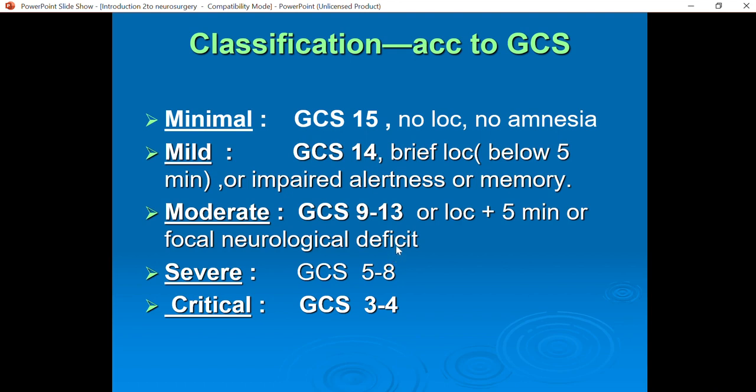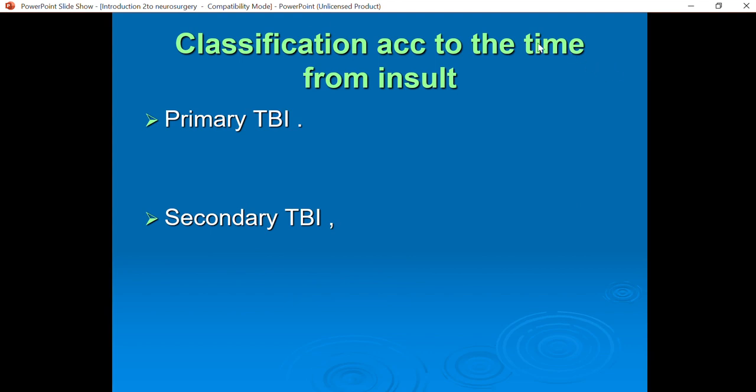Just remember the Glasgow Coma Scale. The lowest, even for a dead person, is 3. Classification of head injury according to the time from the insult: into a primary traumatic brain insult or secondary traumatic brain insult or injury.